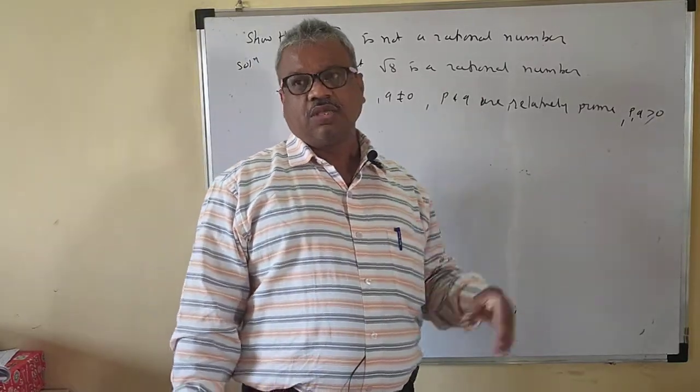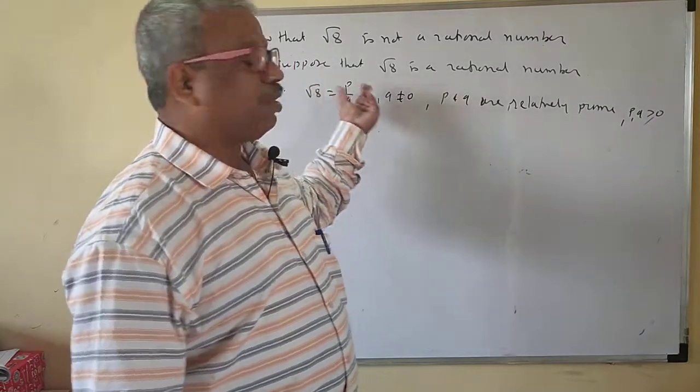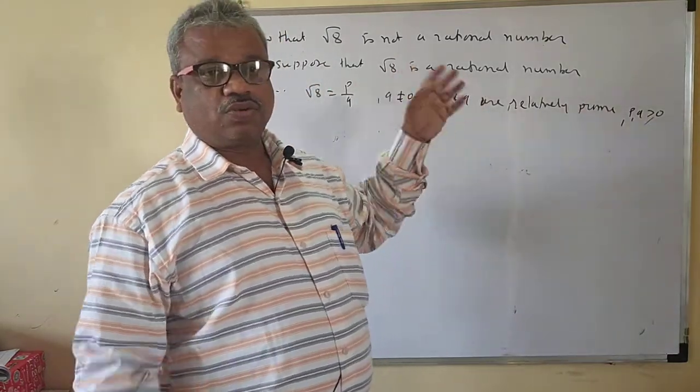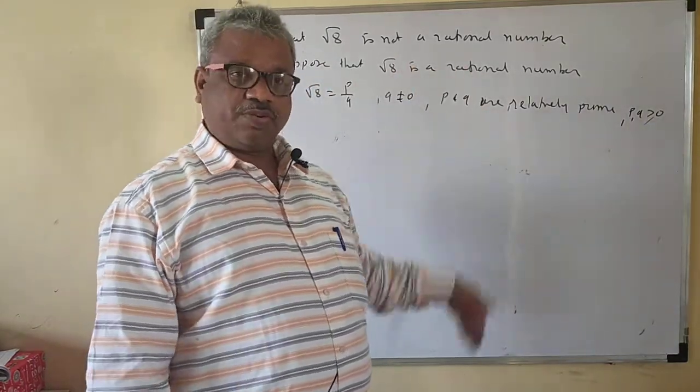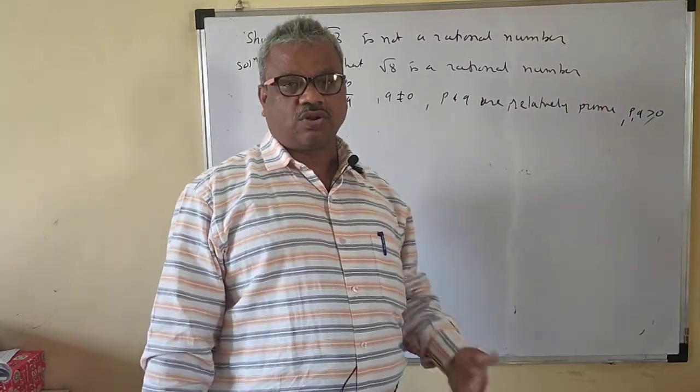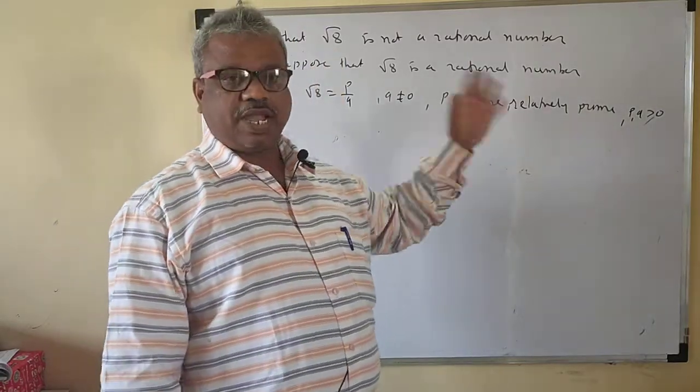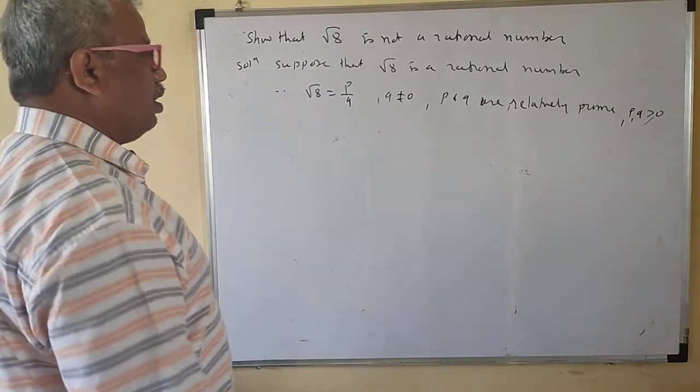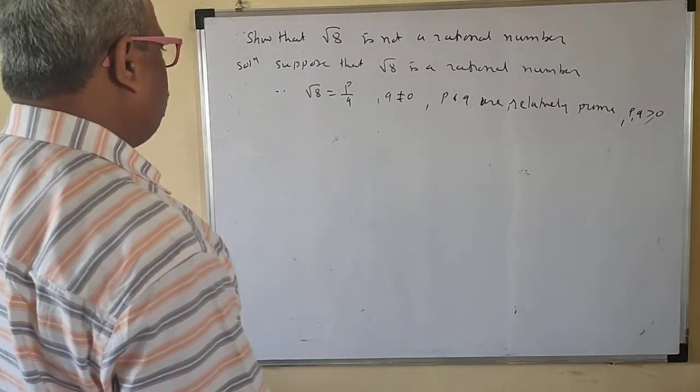If P and Q are not relatively prime, then this becomes a contradiction. So you have made a mistake here, because we are assuming that root 8 is a rational number, and therefore we get a wrong answer. So what is our choice? P and Q are relatively prime, and P and Q are also positive.